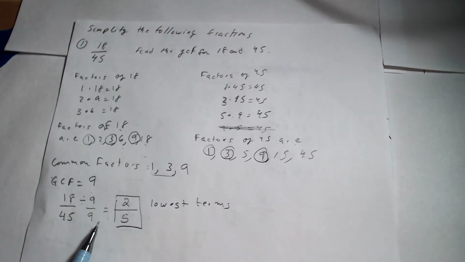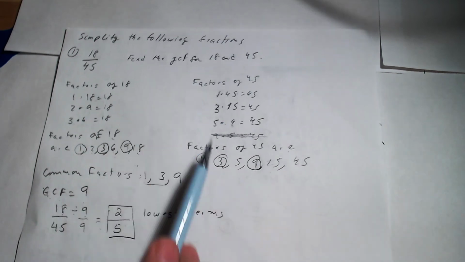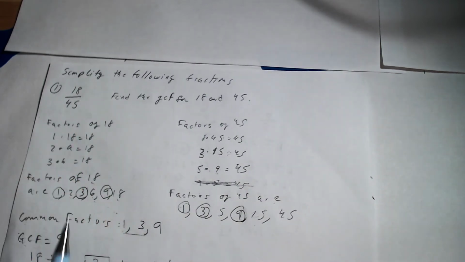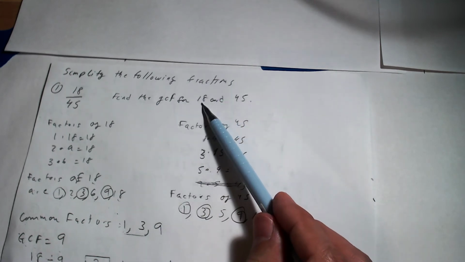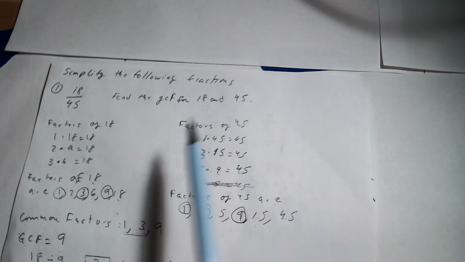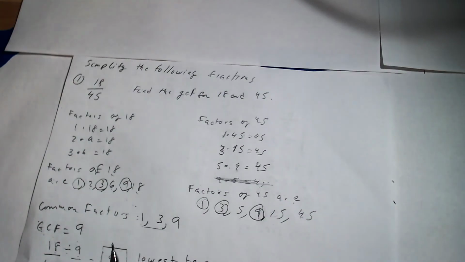So that's how you simplify. This is one way of simplifying fractions. You find the greatest common factor for the numerator and the denominator. By the way, this is the numerator and this is the denominator. So you get all the factors of 18, you get all the factors of 45, you find the common factors, and you find the greatest common factor.